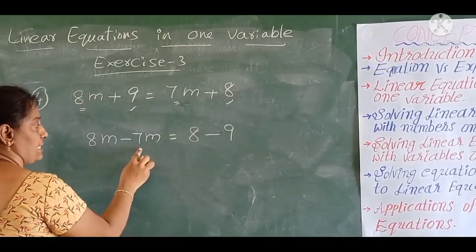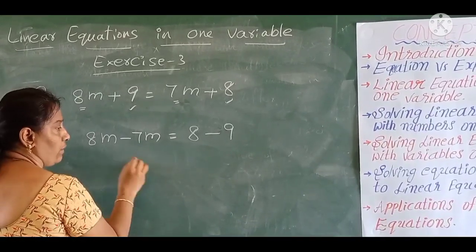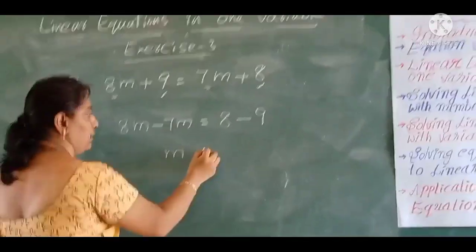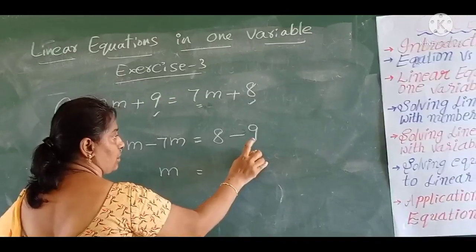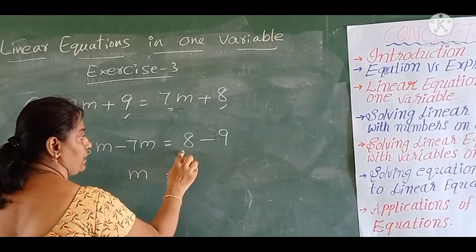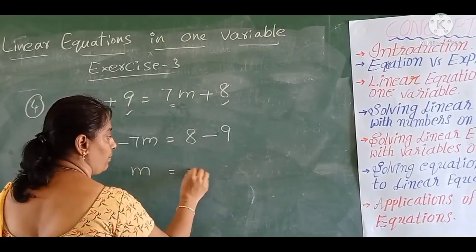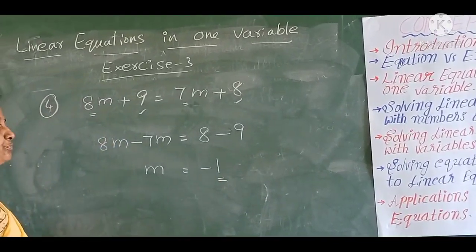So 8m minus 7m, how much? 1m. We can't write 1m, we have to write only m. 1m is m only. So 8 minus 9. Which one is bigger? 9. So negative 9. So we have to subtract 9 minus 1. How much? 1. But we can have negative numbers. So minus 1. This is the answer.